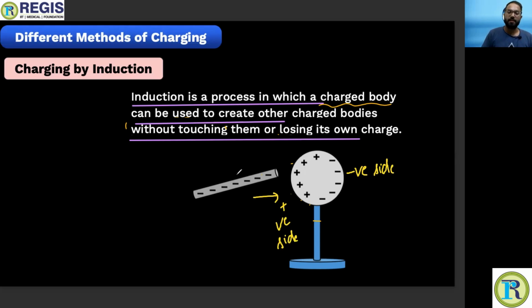The charge on this negatively charged rod and the charge on this sphere, both are conserved, unless earthing is used. Clear? Okay, so let's try a couple of questions based on this concept.